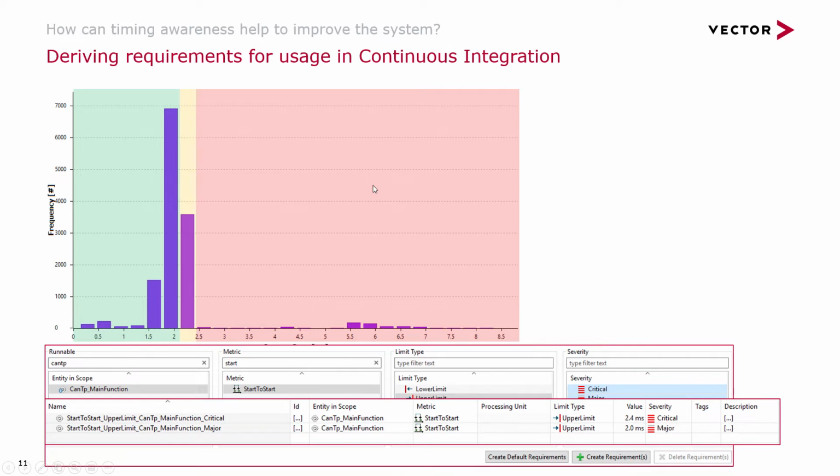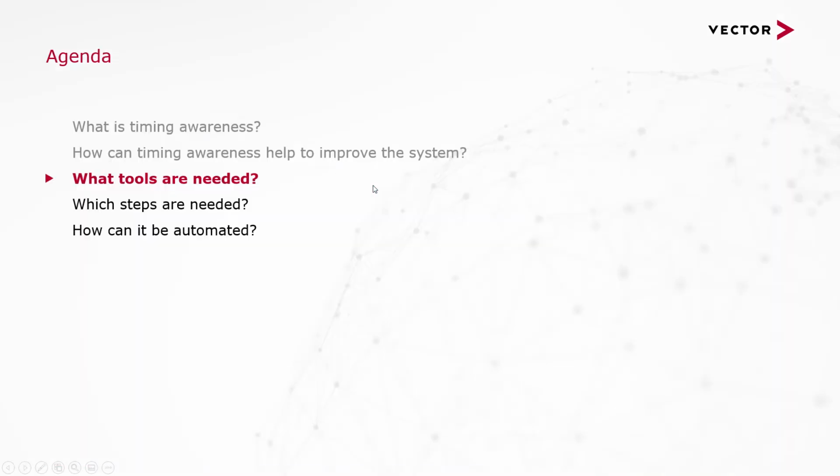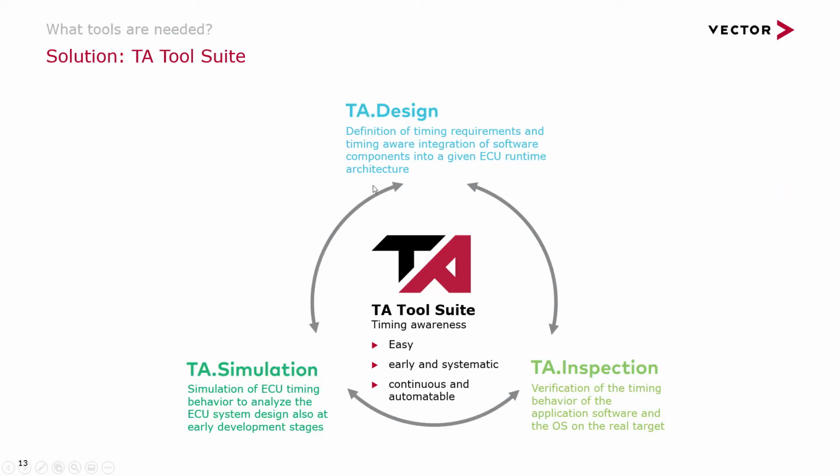Good. So what tools do we need? Let's have a look at that. The solution that we provide for such timing issues is the TA tool suite, Timing Architects tool suite, which comes with 3 different options. So the TA tool suite is the base part of the tool, allowing you to import traces, to define requirements, define workflows, and all these things. And then depending on what you want to do with it, you have different options.